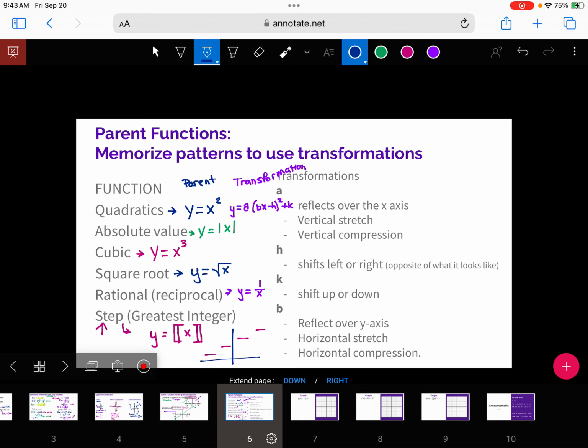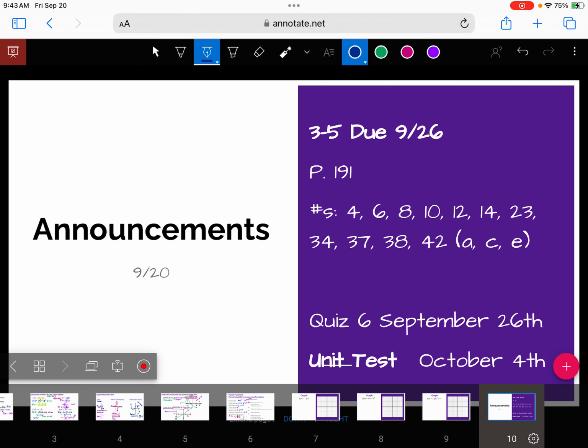So I'm going to put this over to our desk. Miss Pieszki, can I take my quiz on Monday after school? Yes. I will be here until 3:30.